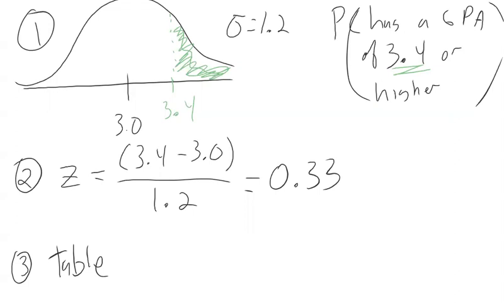And again, what you do, start with the first 2, find that in the left column, then find the last number in the top and line up your fingers. So 0.33. 0.6293. We should get that right. Very good.